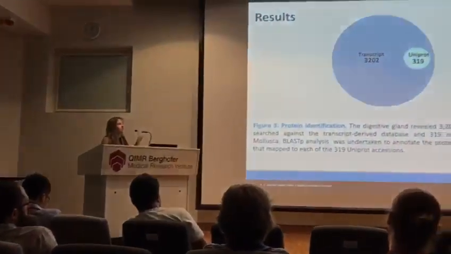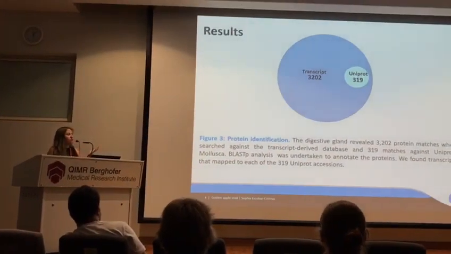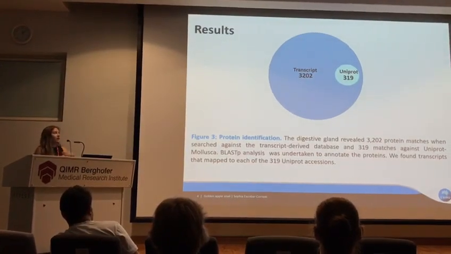As you see in this picture, these are the results that we got for the digestive gland. And as you can see, few of them were matching with the mollusca database of proteins, and a lot of them matched with the transcript. So that means that we needed to do a lot of BLASTs.